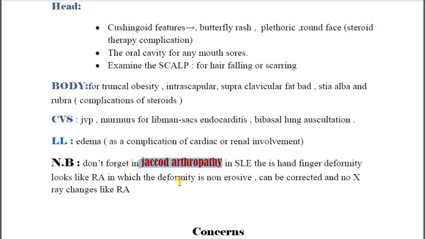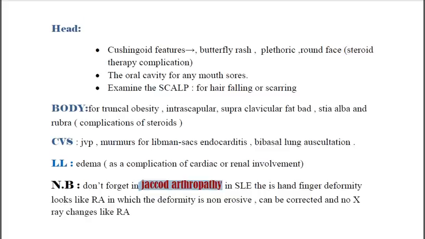This is how to differentiate between the deforming arthropathy of Jaccoud arthropathy of SLE, and the deforming arthropathy of rheumatoid arthritis. It will be corrected in Jaccoud arthropathy, but it will not be corrected at all in rheumatoid arthritis.